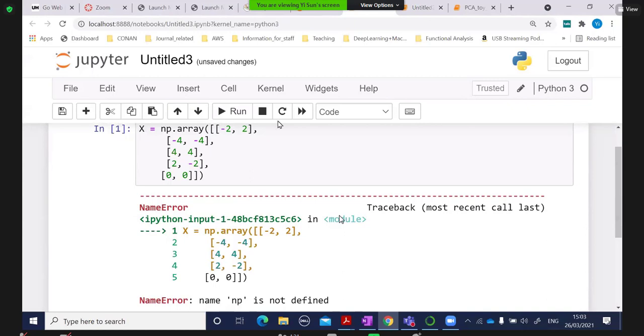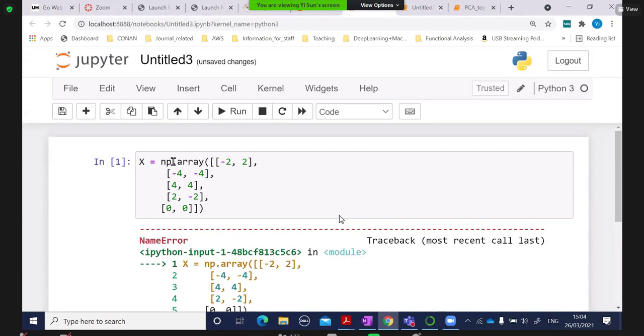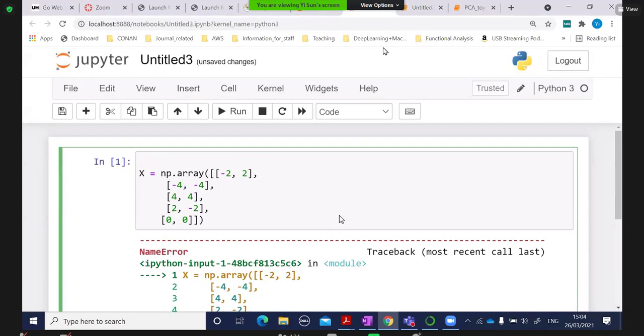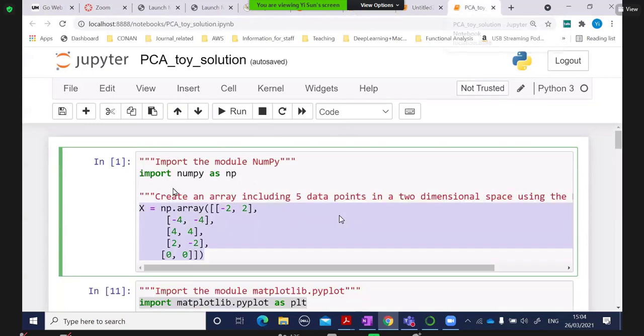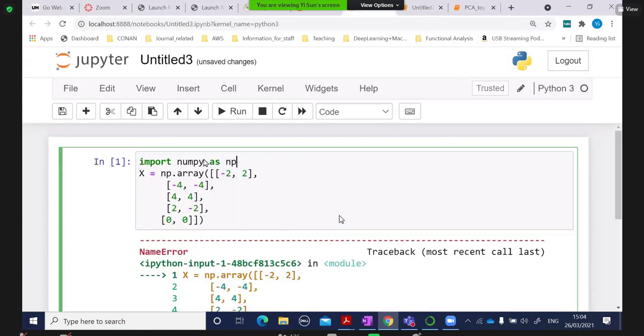So what does it tell us? It says np is not defined. So why is np not defined? Because I call a function array from np. So np is not defined. Now you can see what np is. I import it from here. np is the shorter name for NumPy. NumPy is a package that includes many classes and functions.